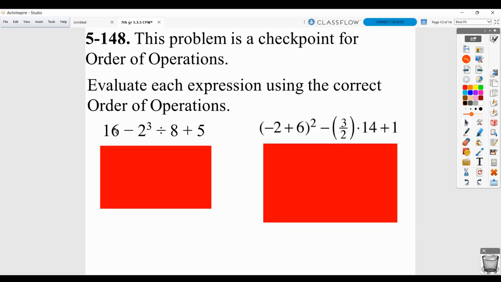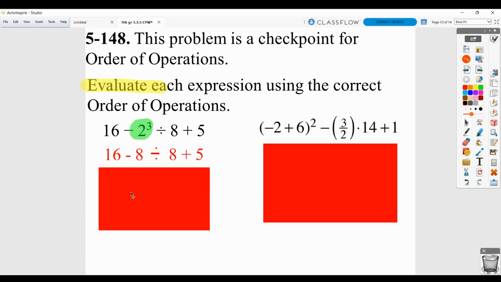Here you need to make sure you're showing your correct order of operations, and then of course evaluate means find the value. So start with parentheses, but there are none in the first one. Then you would do your exponent. So 2 to the third power is 2 times 2 times 2, which is 8. So now we have 16 minus 8 divided by 8 plus 5.